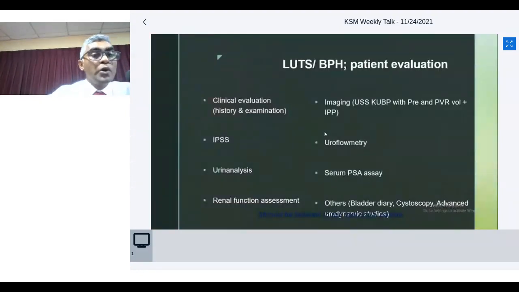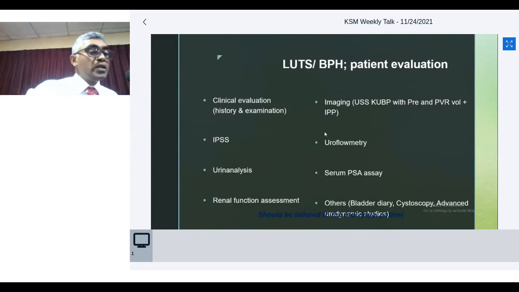So how are we going to assess these patients? The important thing is clinical evaluation. We should take a good history and examination and find out what is wrong with them. We can put them into the IPSS score and assess their symptom severity, whether they are in the mild, moderate or severe symptom group. We should do a urine analysis just to exclude hematuria or infection. When they come with a late problem, we should assess their renal function as well.